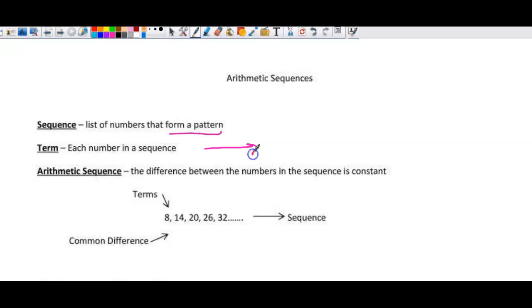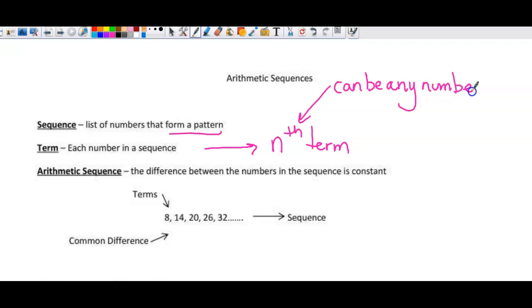So they may be referring to something called the nth term. And the nth term means n can be any number. So nth could be 100, 57, nth term. Arithmetic sequence is when the difference between the numbers in the sequence is constant, which means it's the same.